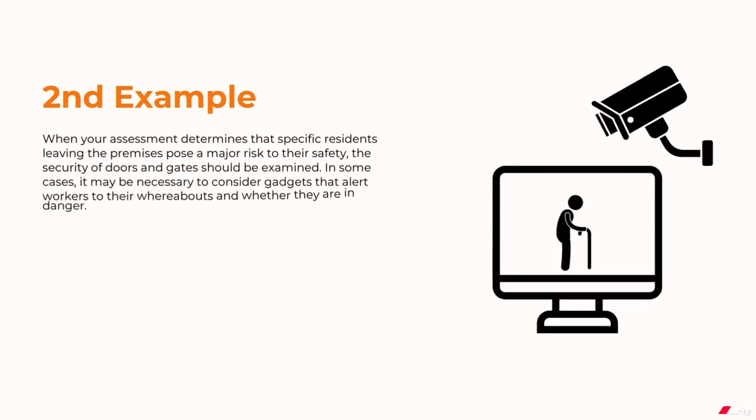Second example. When your assessment determines that specific residents leaving the premises pose a major risk to their safety, the security of doors and gates should be examined. In some cases, it may be necessary to consider gadgets that alert workers to their whereabouts and whether they are in danger.